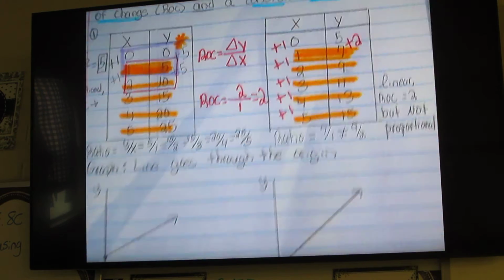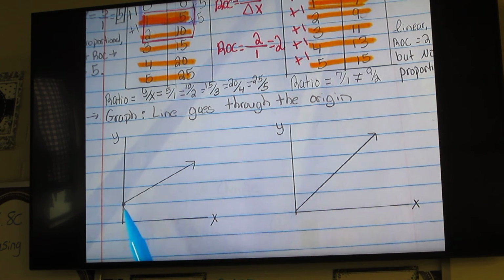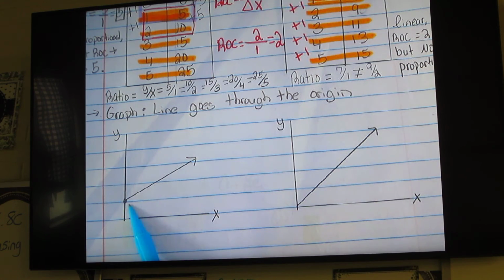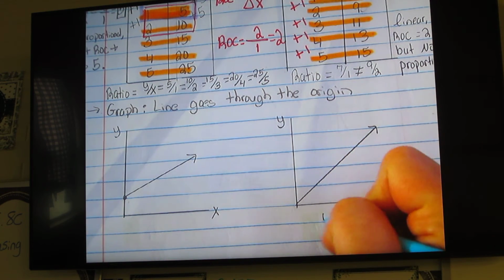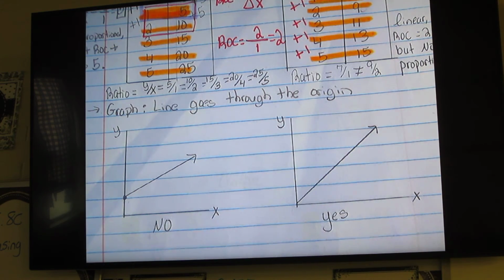Now, real quickly, let's review the graph. It's simple. If you have a graph, if the line goes through the origin, it's proportional. If it does not go through the origin, it is not proportional. So this one is a yes, it is proportional, and this one is a no, it is not proportional.